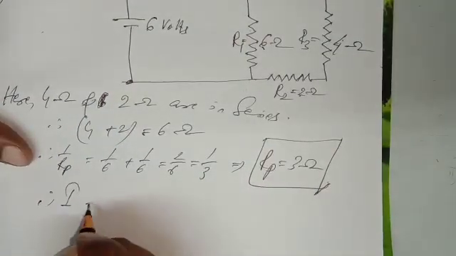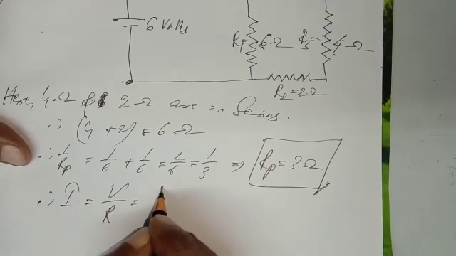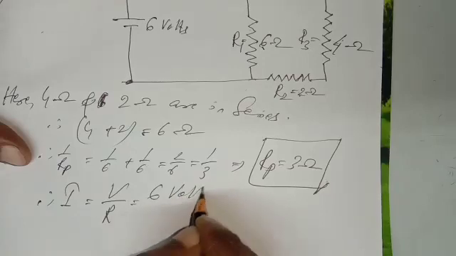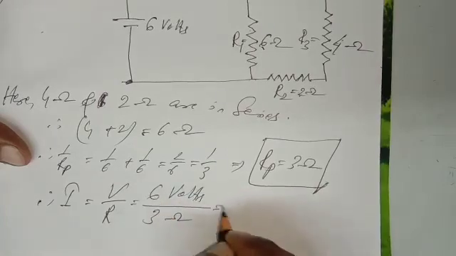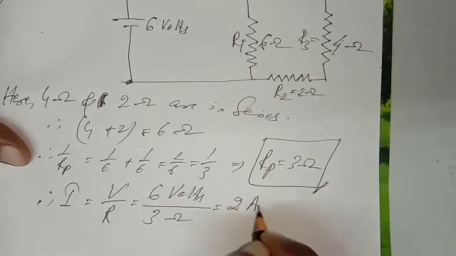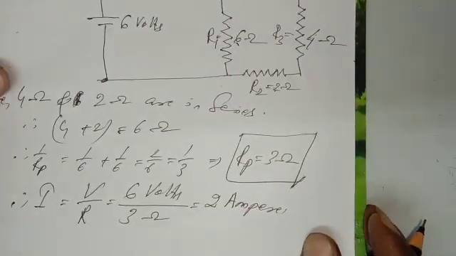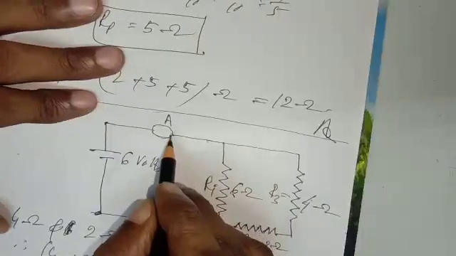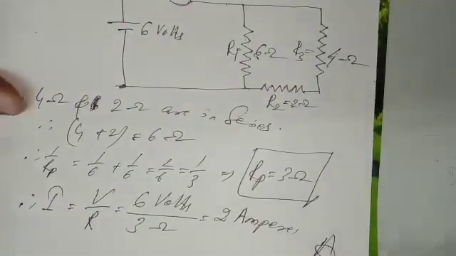Current I, according to Ohm's law, is V by R, because V is equal to IR. V is 6 volt, and the total resistance is 3 ohm. 6 by 3 means 2 ampere. The unit of current is ampere. So what is the current that will show in the ammeter? A stands for ammeter. The ammeter will show 2 ampere current.